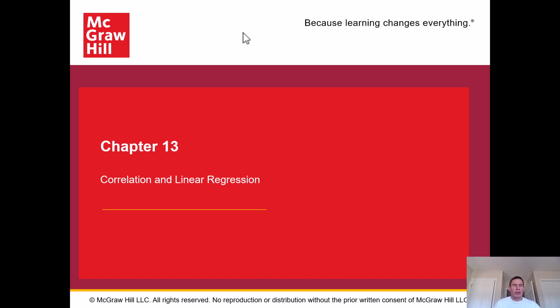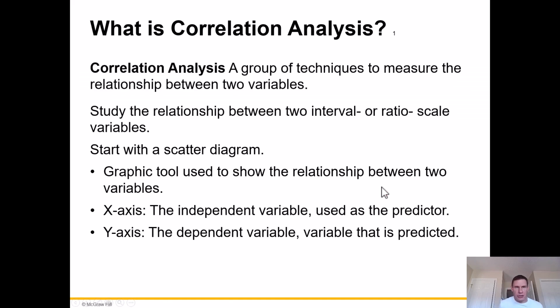So this is going to be a video on correlation analysis and linear regression. So let's just jump right into it. So what is correlation analysis? What does the word correlation mean? Well, correlation means something is kind of like linked, associated to something else.